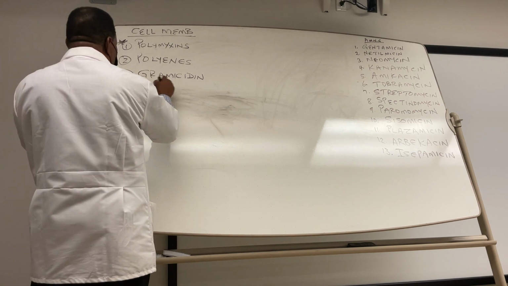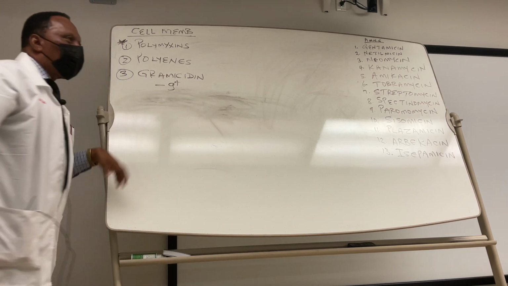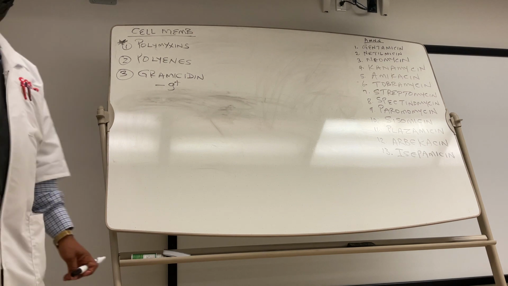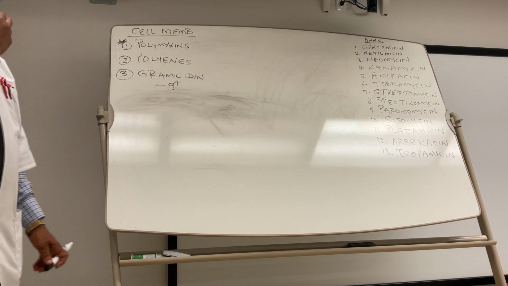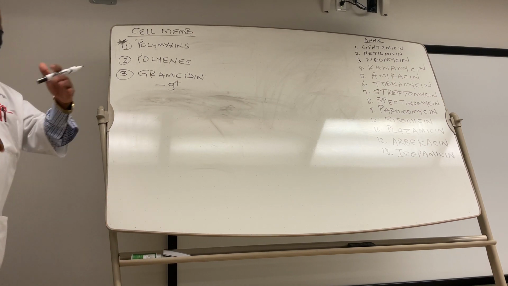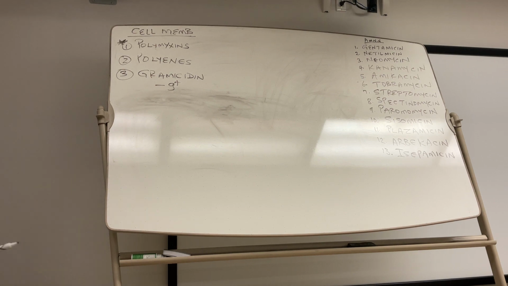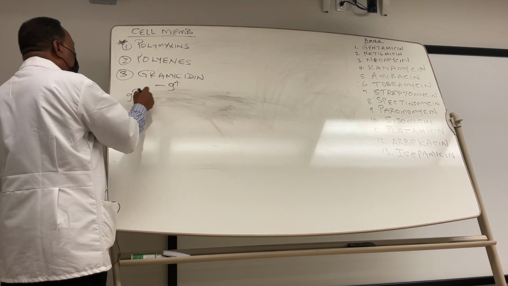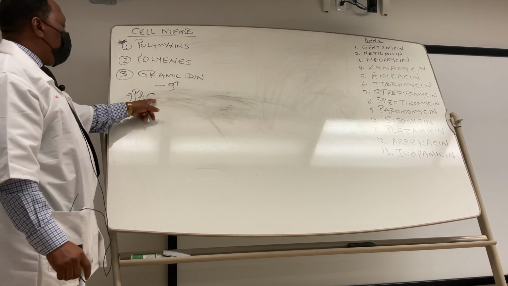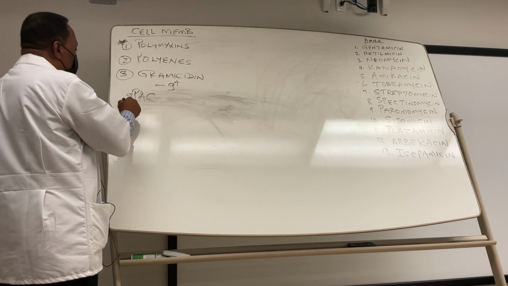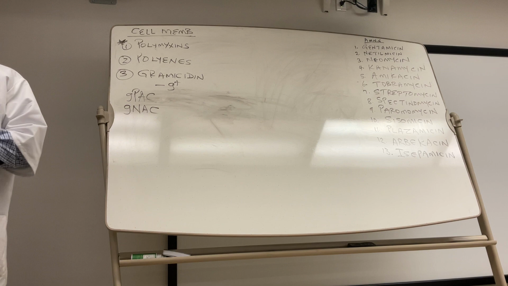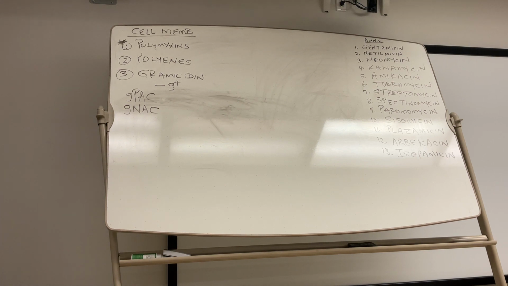Gramicidin also works mainly on gram-positives. It works on gram-positive aerobic cocci and gram-negative aerobic cocci. So staph and strep, and then Neisseria species. So it works on GPAC, gram-positive aerobic cocci, and it works on GNAC, gram-negative aerobic cocci.